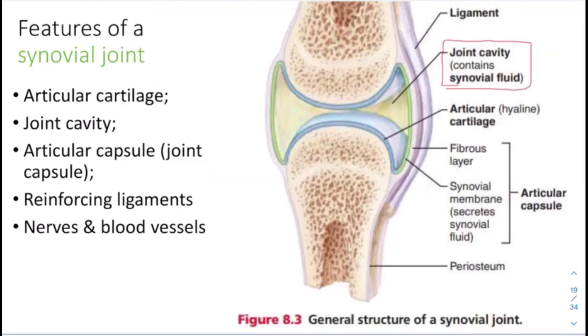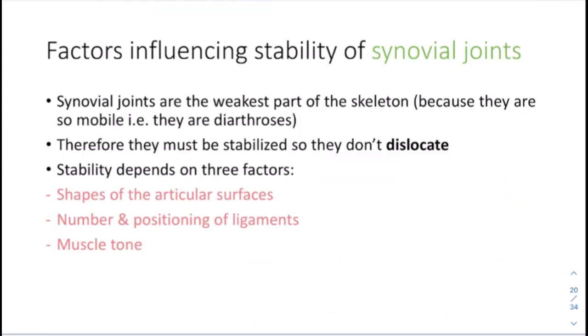So last time we talked about features of a synovial joint, which included the articular cartilage, the joint cavity, the articular capsule or the joint capsule, the ligament, and the nerves and blood vessels. So now we'll continue talking about the synovial joints.